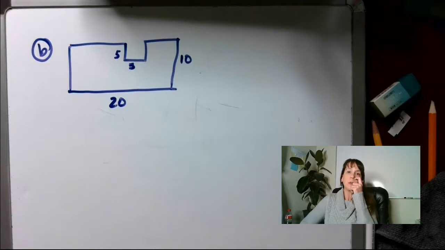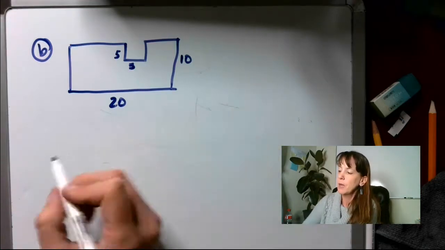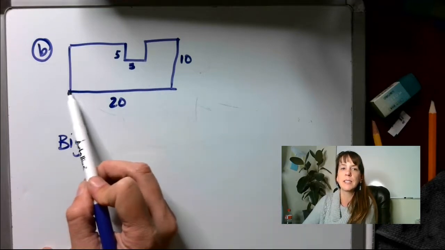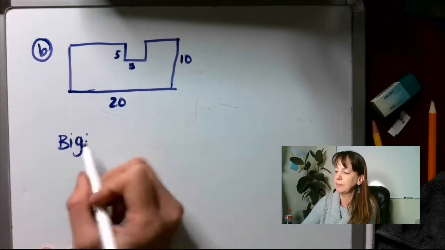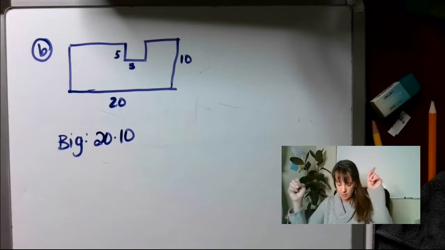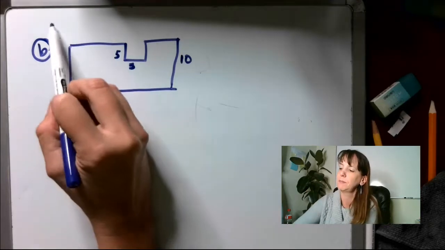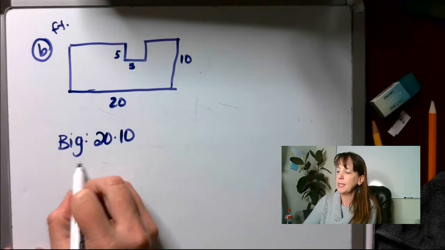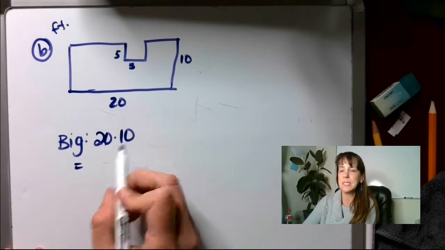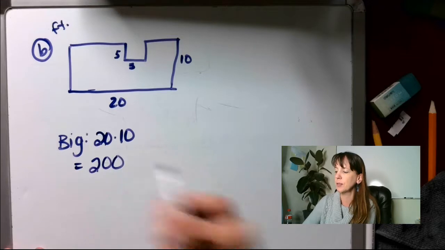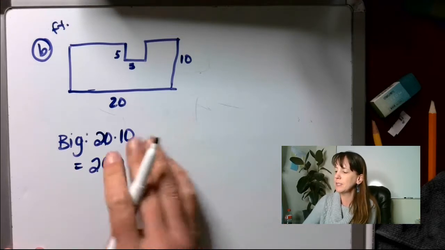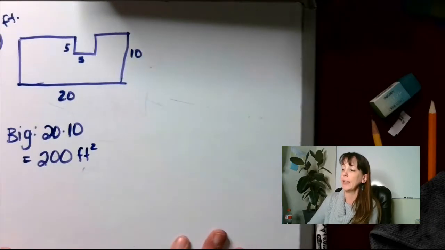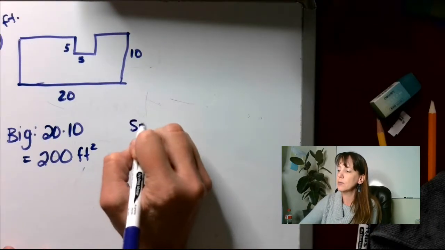Okay, guys, so this one's shaped a little bit different, but we still use the same idea. The big thing is going to be 20 by 10. 20 times 10. Oh, units, before I forget, feet. Write that up there so I don't forget. They are in feet. So that means 20 times 10 is 200 feet squared. Okay, now the small one, this one's a little bit different.